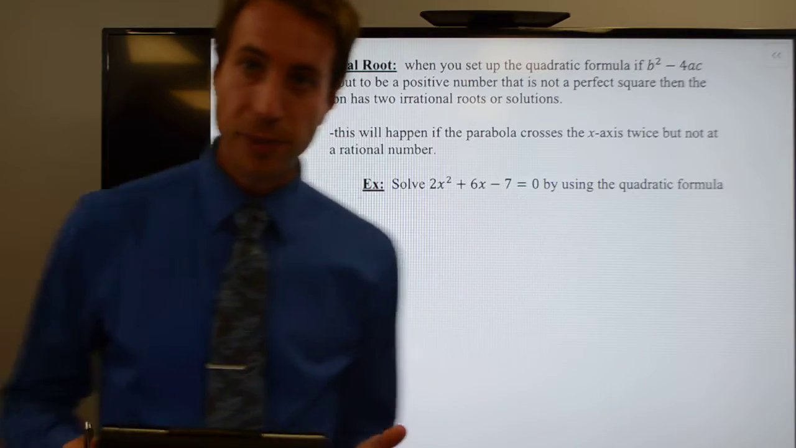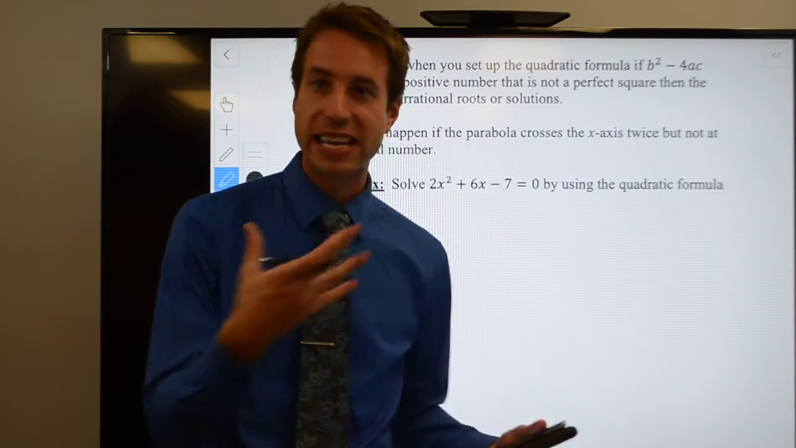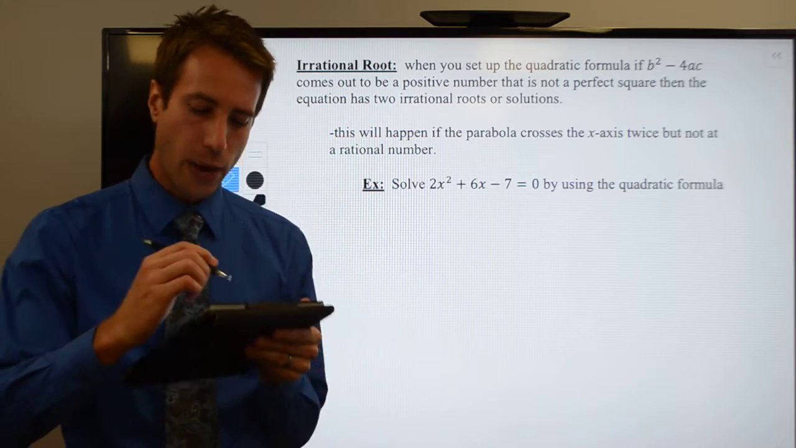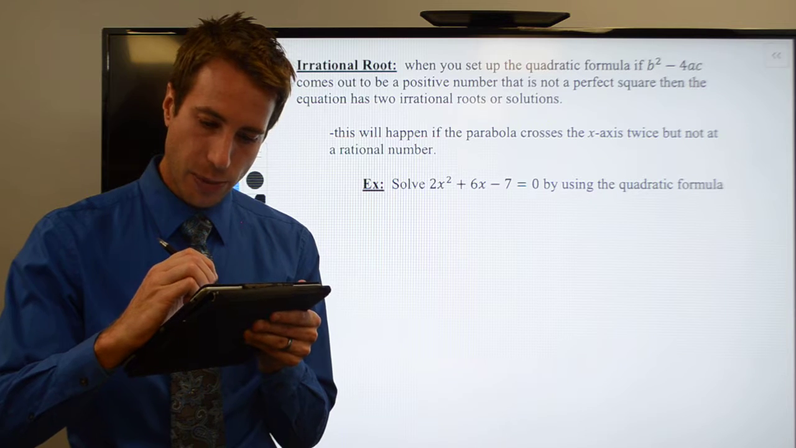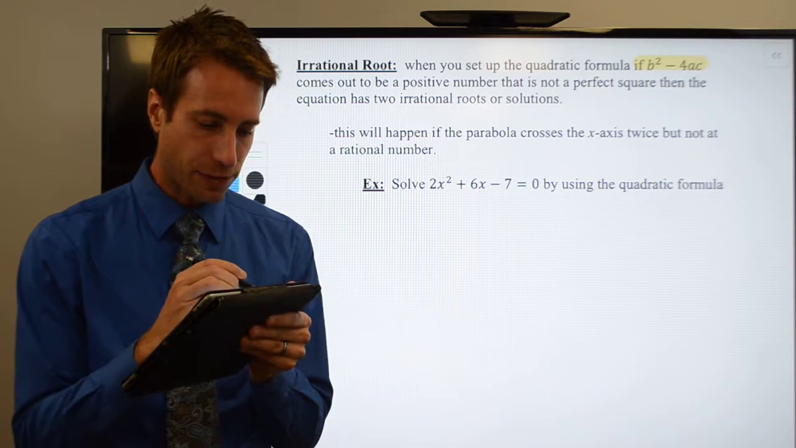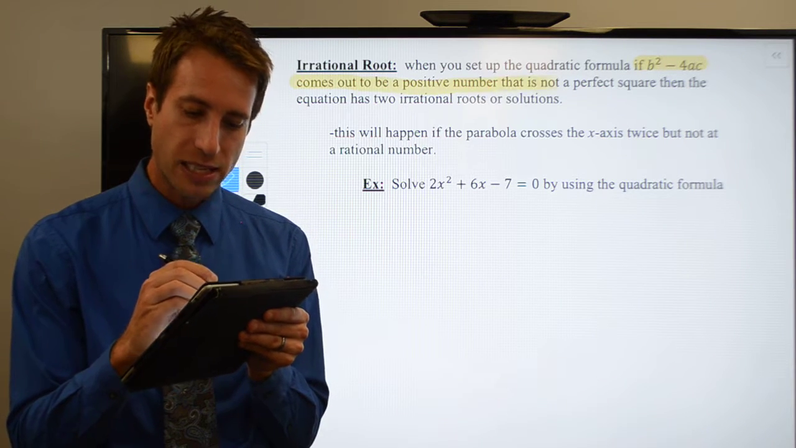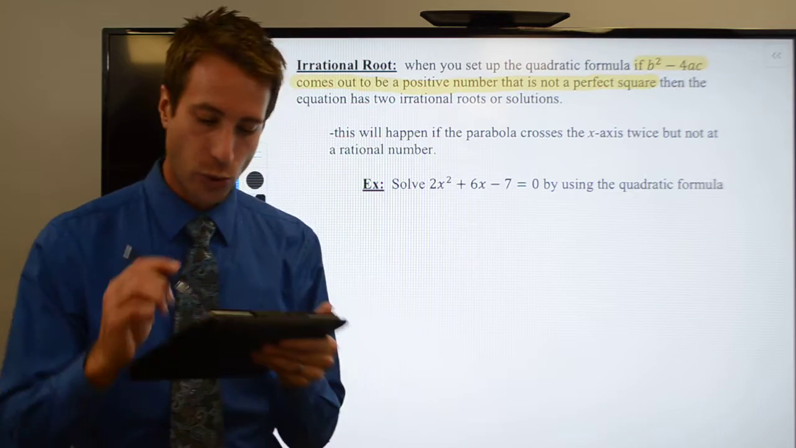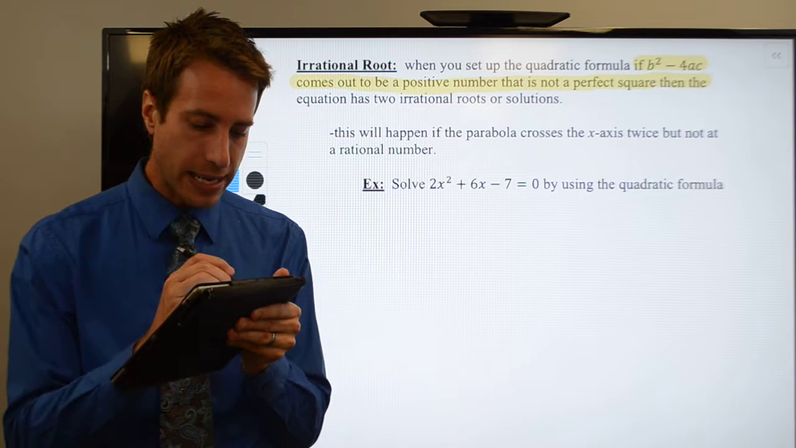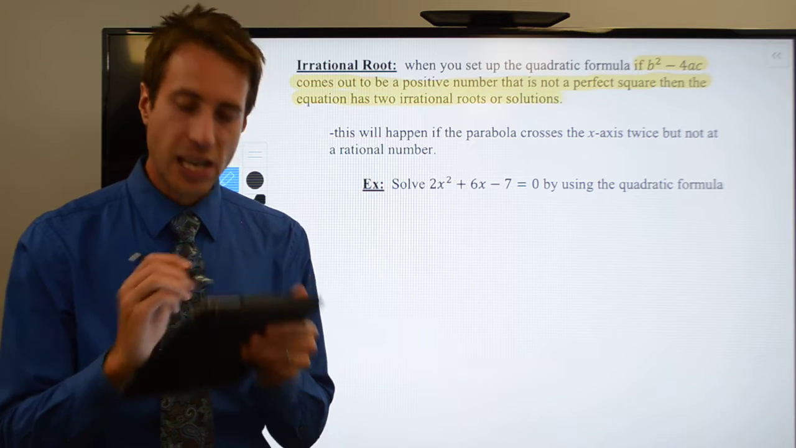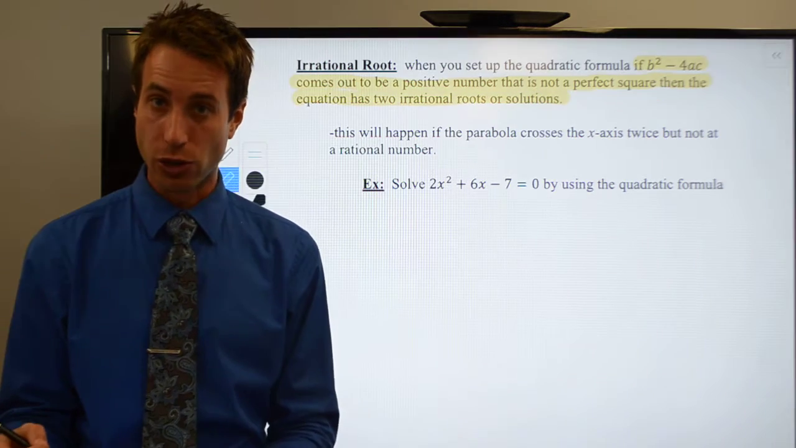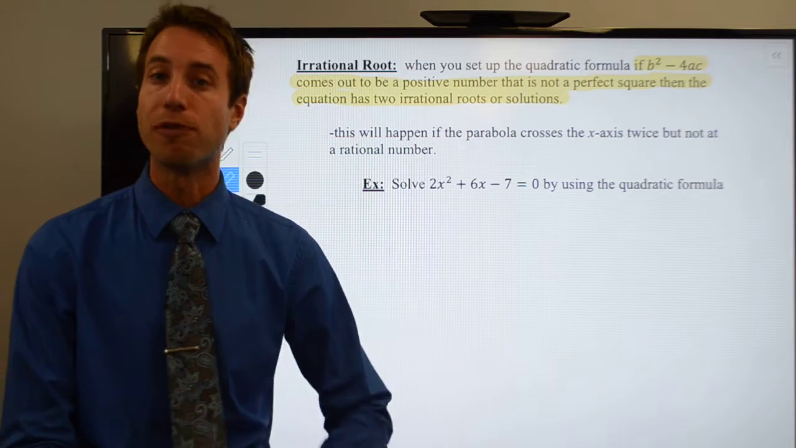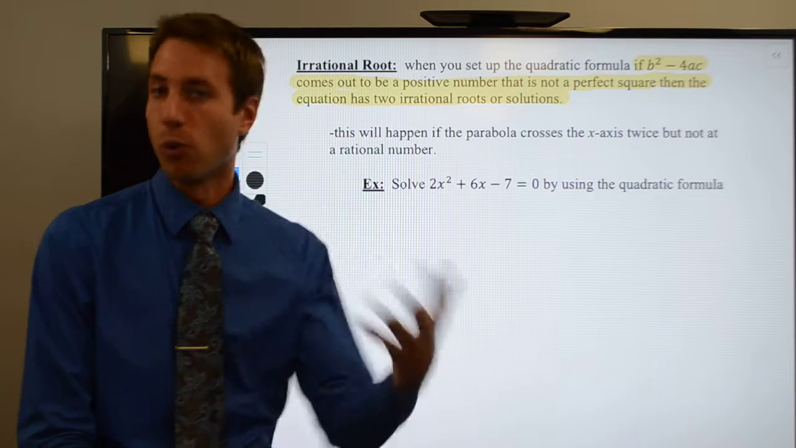Alright guys, welcome to this page of the notes, and what we're going to see here is the next possibility when it comes to the quadratic formula. You plug all that stuff in, and what happens is you wind up with a b squared minus 4ac, which comes out to be a positive number that is not a perfect square. And what will happen then is you're going to wind up with an equation that has two irrational roots.